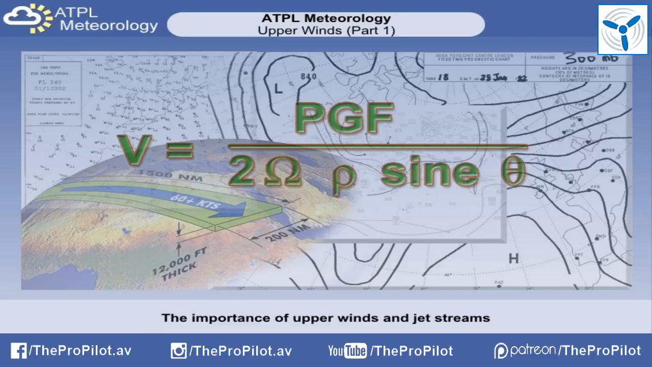In this lesson we'll examine upper winds. In particular, we'll see how they are generated, the factors that control their velocity, and also how we can identify the bands of very fast upper winds, which we call jet streams. With an understanding of upper winds and jet streams, we can better prepare for our flying. But more importantly, we'll be able to recognize and avoid potentially dangerous conditions.